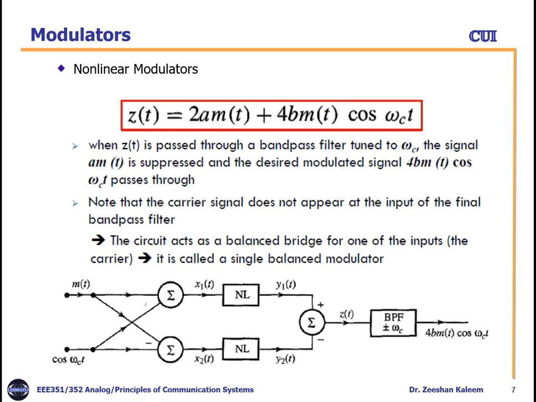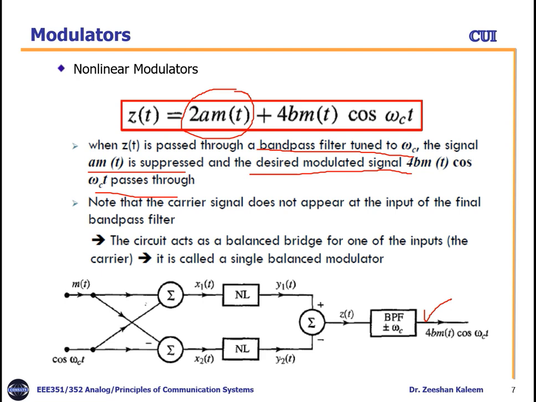This again shows what the result is after passing through the filter. For example, z of t is passed through a band pass filter tuned to omega c. The signal a m of t is suppressed, meaning this part is suppressed out, and the desired modulated signal 4b m of t cos omega c t passes through, and we have this final output. Note that the carrier signal does not appear at the input of the final band pass filter. What does it mean?